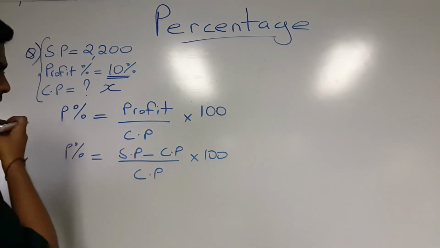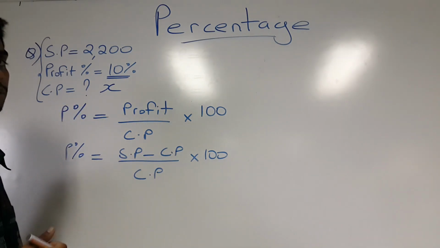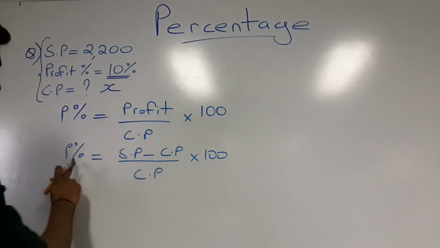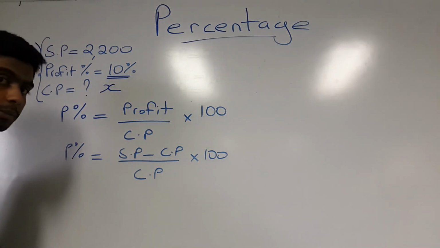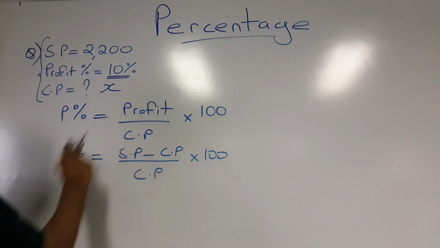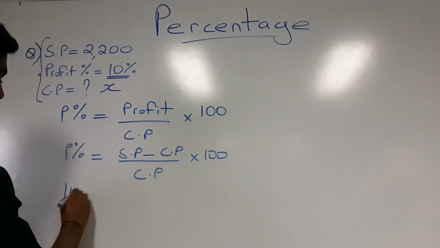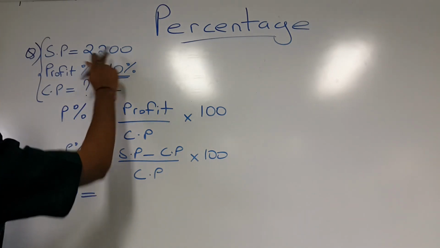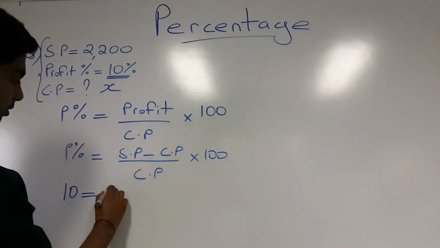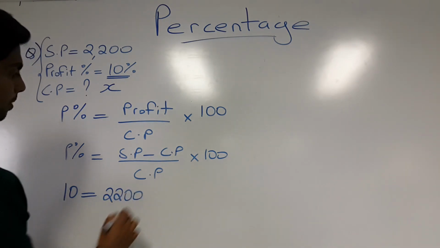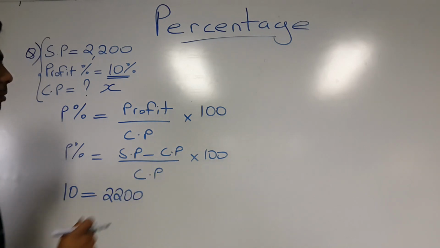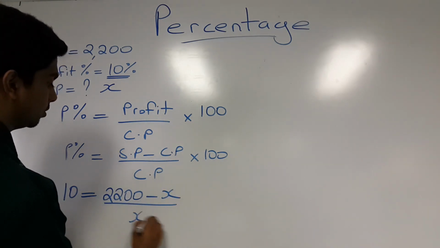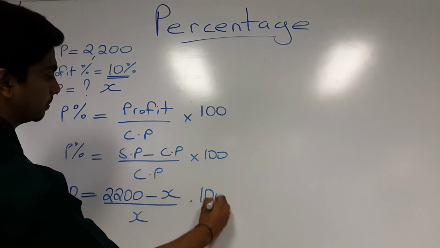Now we substitute whatever values we know into the equation. We know the profit percent is equal to 10%, so we can write 10 instead of profit percent, and we'll have 10 is equal to, the value of SP is known as 2200, which is 2200. And the value of CP in both scenarios is X, so it's minus X over X times 100.